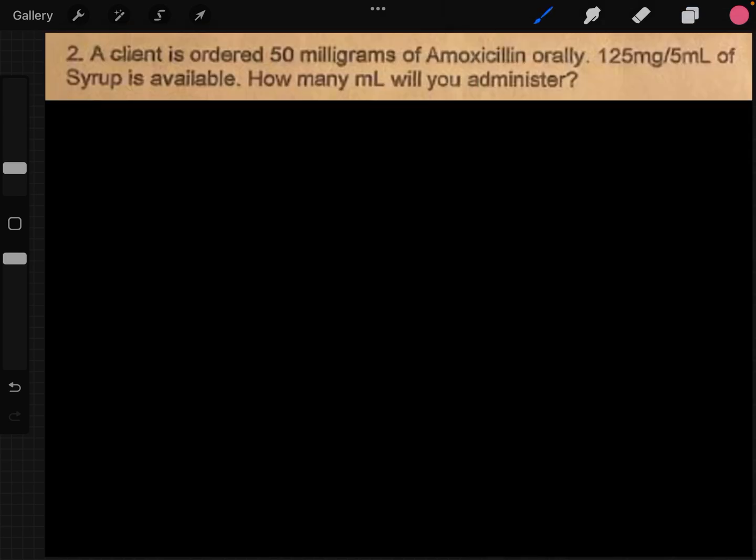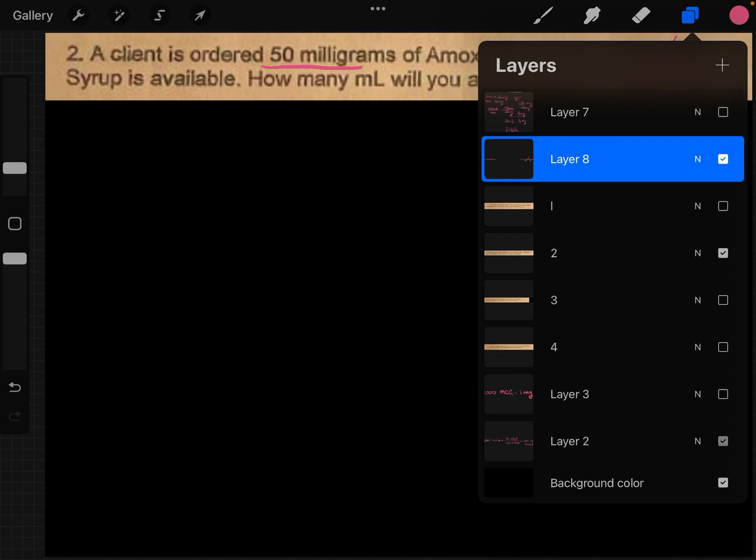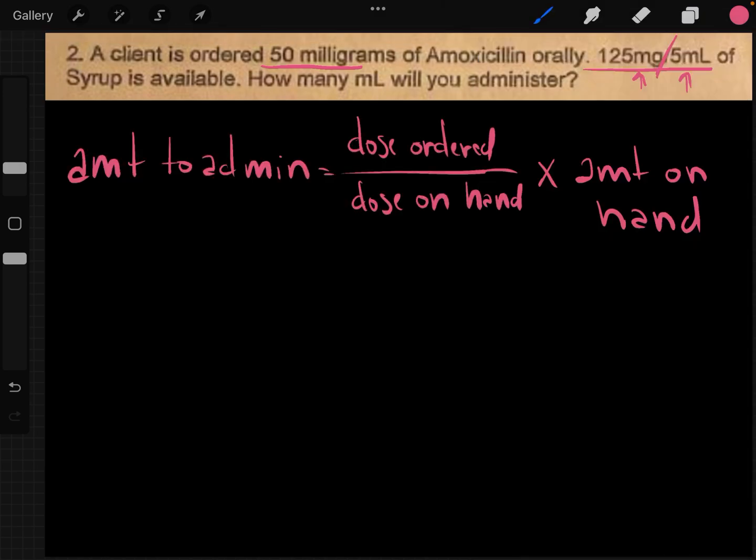Okay, a client is ordered 50 milligrams of amoxicillin orally. 125 milligrams per 5 milliliters of syrup is available. How many milliliters will you administer? So for this one, we're given several things. We're given 50 milligrams and how much is available. We have to observe that for how much syrup is available, we have it in milligrams over milliliters. So for this, we would use this formula right here.